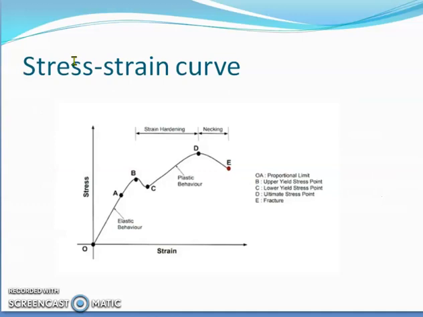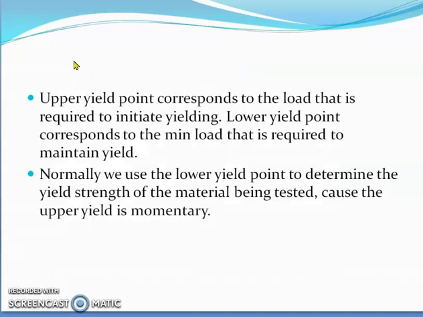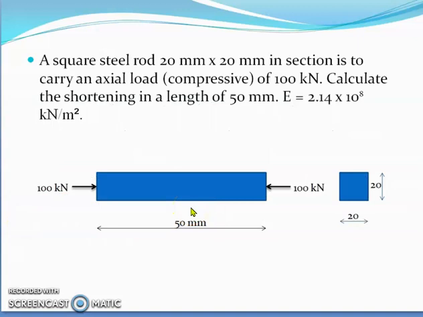Likewise, we can have typical stress strain curves for different types of materials: highly rigid material, elastic material, mild steel material. For different types of materials, we can have different profiles of stress strain curve. Upper yield limit corresponds to the load that is required to initiate yielding. Lower yield point corresponds to the minimum load that is required to maintain the yield. Normally, we use lower yield point to determine the yield strength of the material being tested, because the upper yield is momentary. So we'll discuss this problem in the next class, okay, in the next video.